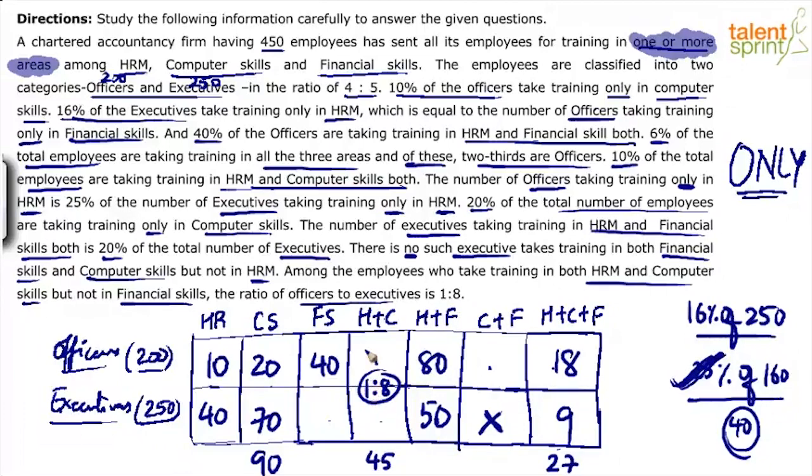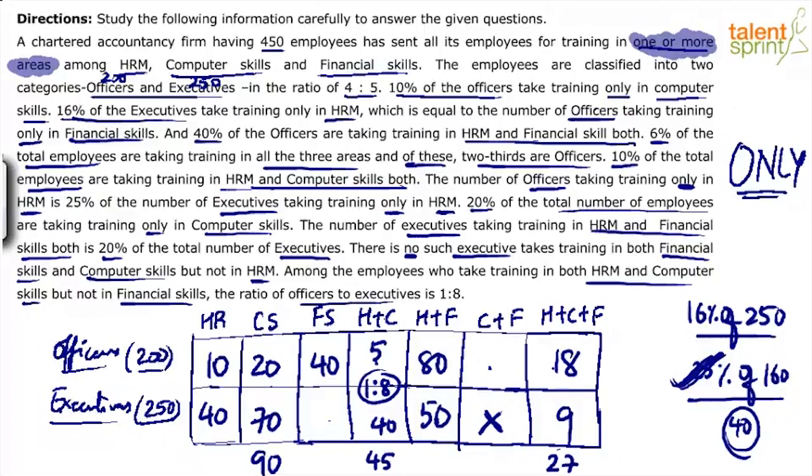Officers to executives. So top part is 1, the bottom part is 8. I already know that the total number of people here is 45. Divide 45 in this ratio. How many parts? 1 plus 8, 9 parts. Divide 45 in 9 parts. Each part will be 5. So 1 part will be 5, 8 parts will be 40. Done. I think we are done.